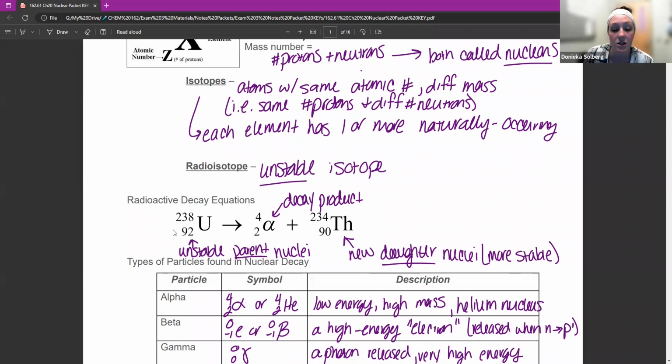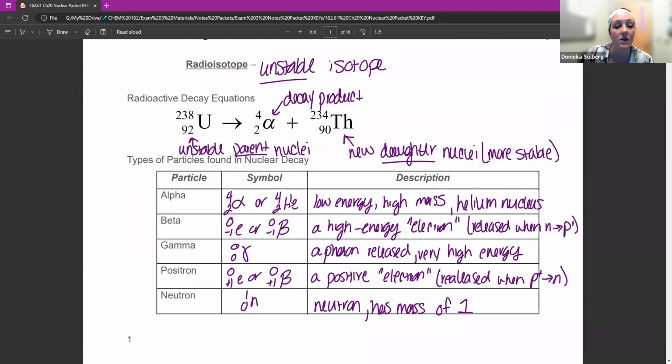Okay, so this reaction is different than a chemical reaction, right? In a chemical reaction, we have to have the same elements on both sides and we have to balance the elements. That's not what's going on here. Very different. We're turning one element into another element by a decay process. So the types of nuclear decay can release any of these types of particles, right?